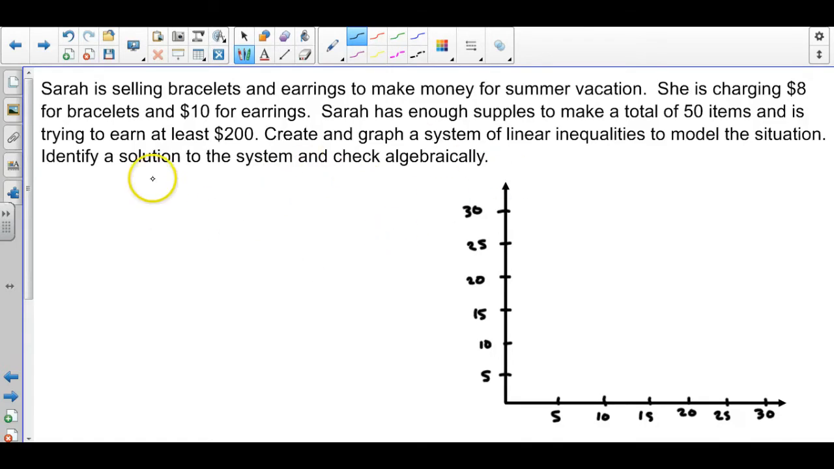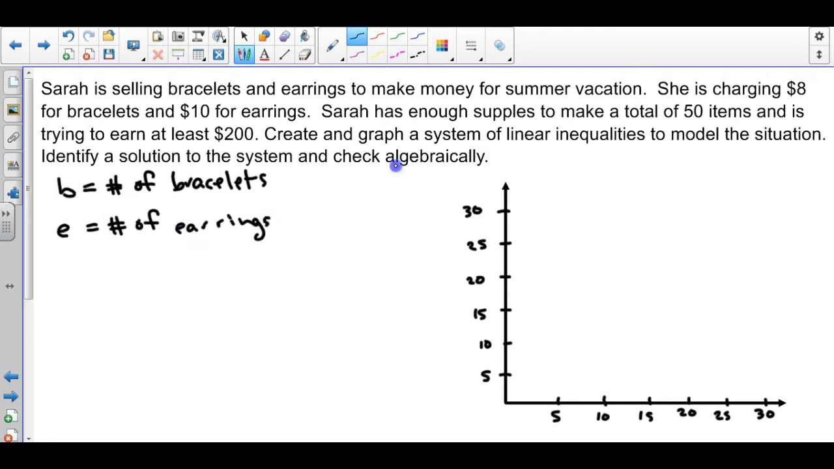First of all, we want to figure out what our variables are. So the amount that she's charging for bracelets and earrings is not going to change. She's going to charge one person $8 for a bracelet. She'll charge another person $8 for a bracelet. So the cost is not a variable, but the number of bracelets she decides to make is a variable. So I'm going to let B represent the number of bracelets that she makes, and I'm going to let the letter E represent the number of earrings that she decides, or number of pairs of earrings, I should say, because these will be sold by the pair. So when I say that we have enough for 50 items, that includes a pair of earrings and like one bracelet. So I'm going to go through the system.